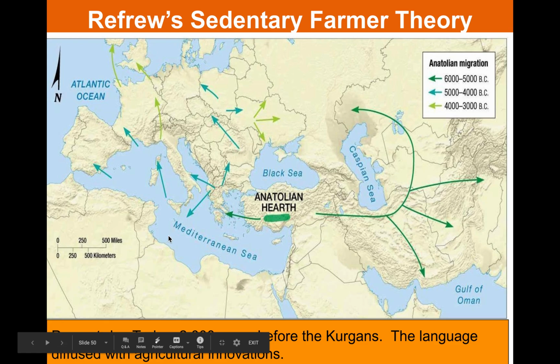Here we have the sedentary farmer theory by Renfrew, and it shows that it diffuses much slower, but this diffusion went both east and west, and as it diffused, it sought more agricultural land, and with more agricultural land, there was more agricultural innovation.